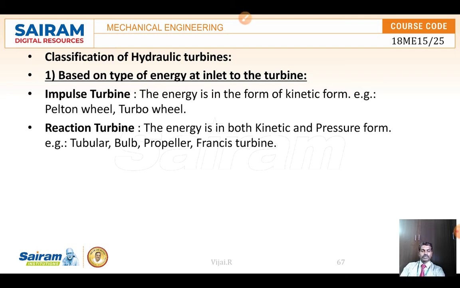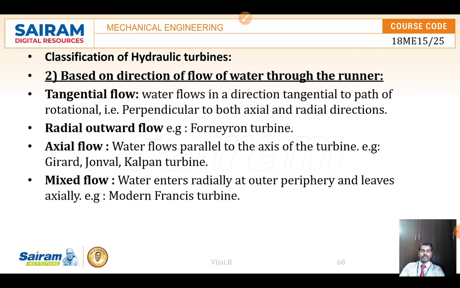There are examples for these impulses: Pelton wheel turbine and the Turgo wheel. The reaction turbine, where both the kinetic energy and pressure energy will hit on the turbine blades. Here, the Francis turbine is an example. In the further videos, we are going to discuss the Pelton wheel turbine and Francis turbine.